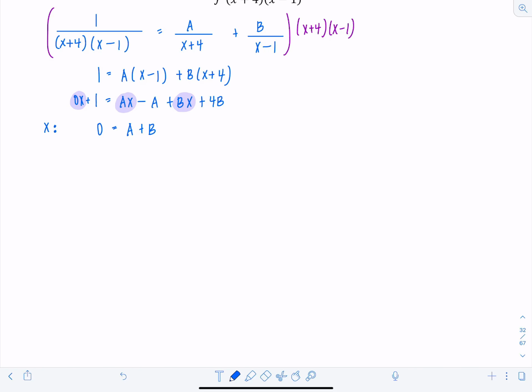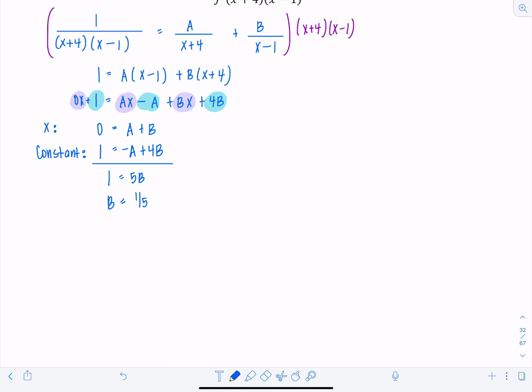I'm going to do the same thing with all of the constant terms, the terms that don't have any variables in them. In this case, 1 is a constant on the left-hand side of the equation, and then negative a, there's no variables attached to that, and 4b are also considered constants. So 1 has to equal negative a plus 4b. And now I'm in a good place because I have a system of two equations with two variables, and I can easily solve this by elimination. Adding the two equations together, I get 1 is equal to 5b, which means that b is equal to 1/5.